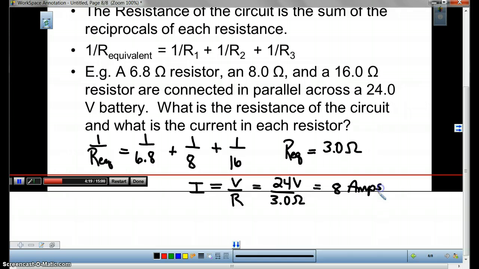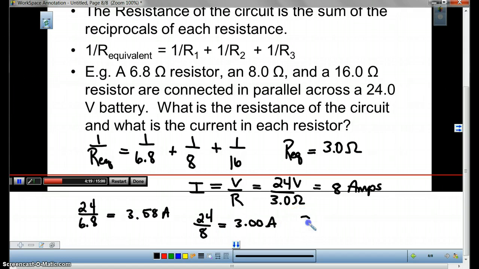But now how is that going to get broken up? Because each resistor is going to have a different amount of current through it, totaling 8 amps. How is each one going to get broken up? Well, for the 6.8, I'm going to go 24 divided by 6.8, and I'll get 3.5 amps. For the 8, I'm going to get 3 amps. And for the 16 one, I'm going to get 1.5 amps. And that's how it gets broken up.